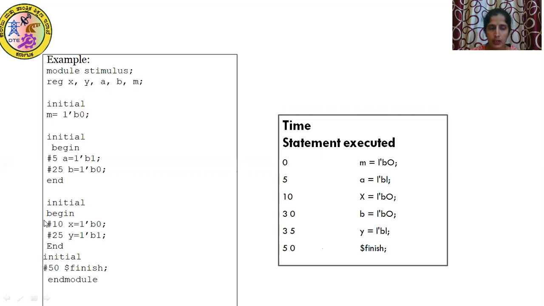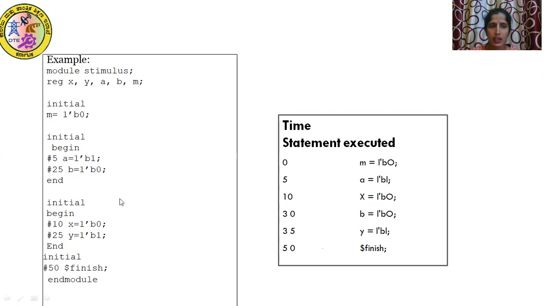And coming to the third block, here within initial, we have two more statements written which are enclosed in between begin and end. The first statement is associated with a delay of 10 time units, where the variable x is initialized to 1-bit binary 0, and the second statement is associated with a delay of 25 time units, where y is initialized to 1-bit binary 1. And we have written a finish statement within the initial construct here, which is associated with a delay of 50 time units.